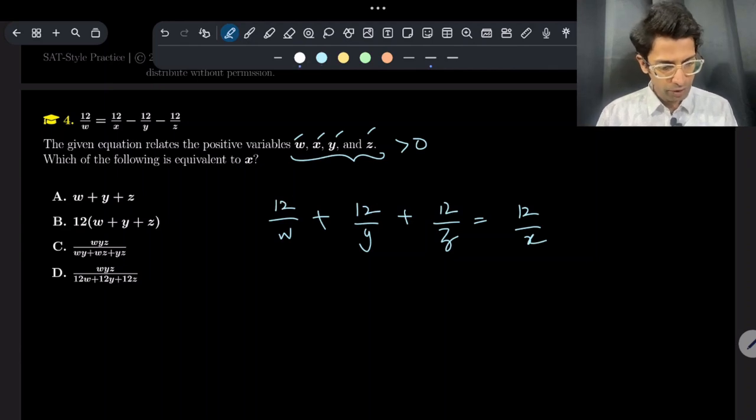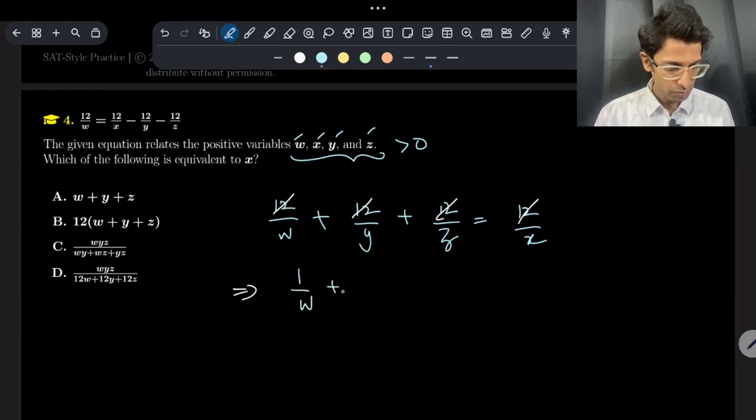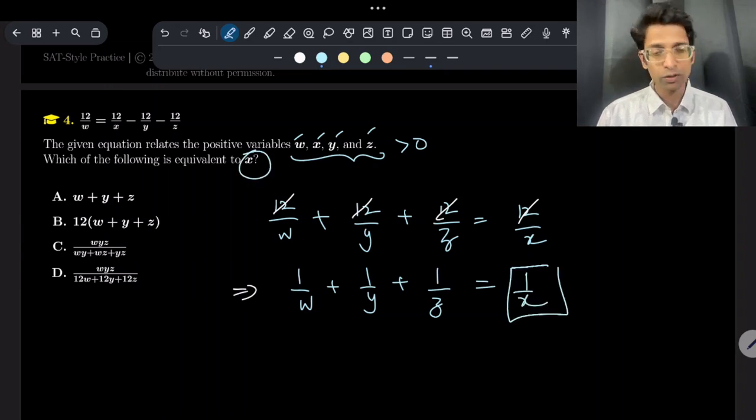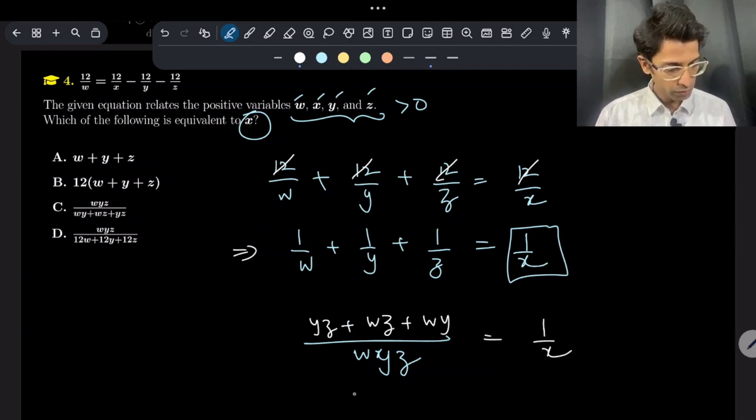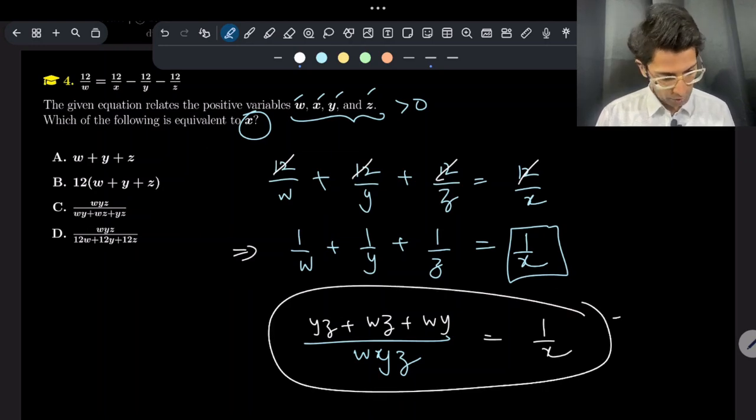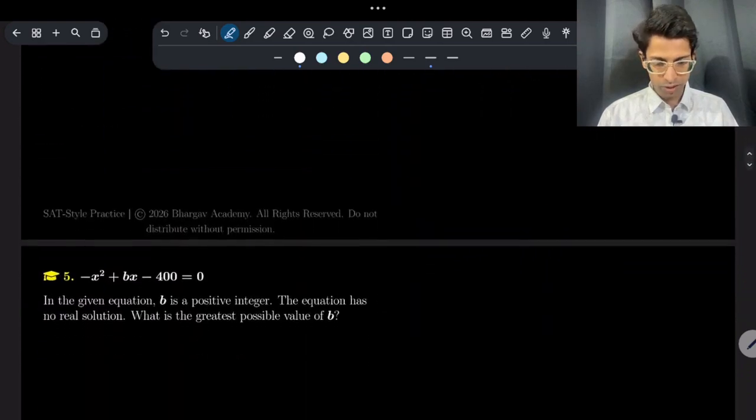I can happily cancel 12 on all the sides because it is there everywhere. And from there I can take... So he is asking me to find the value of x, but I have already found the value of 1 by x. So I should take the LCM or LCD, whatever you want to call it, and then if I simplify this, so if I do the inverse of this, I should be getting the answer. So my answer is WXYZ. So C is looking like my answer. So let me quickly go to the next question.